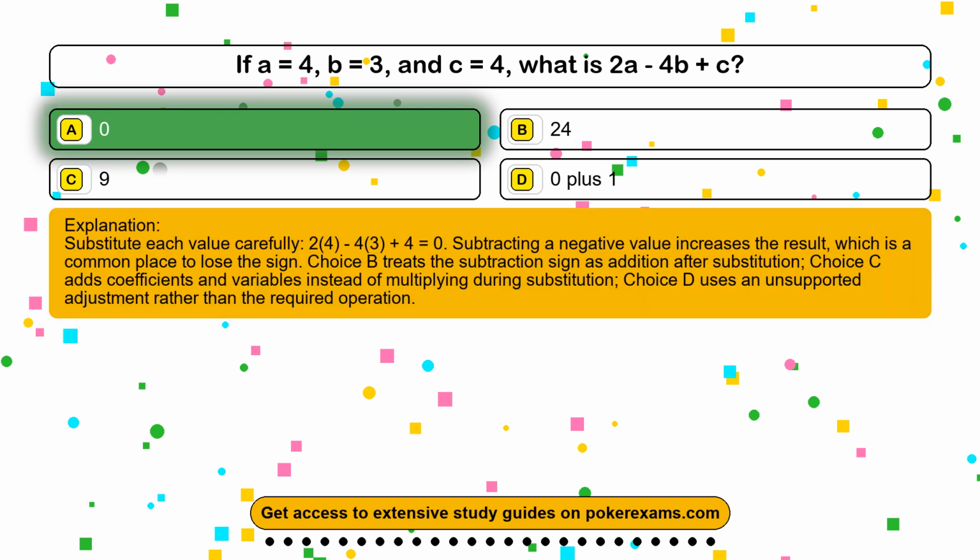Substitute each value carefully. 2(4) minus 4(3) plus 4 equals 0. Subtracting a negative value increases the result, which is a common place to lose the sign. Choice B treats the subtraction sign as addition after substitution. Choice C adds coefficients and variables instead of multiplying during substitution. Choice D uses an unsupported adjustment rather than the required operation.